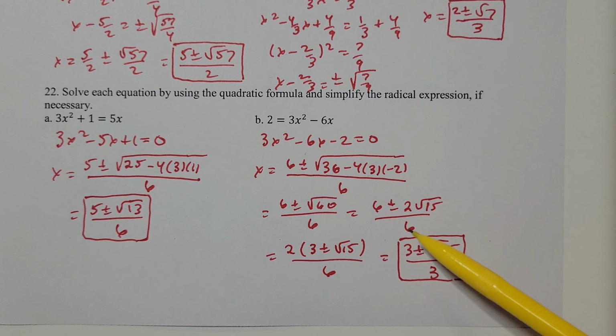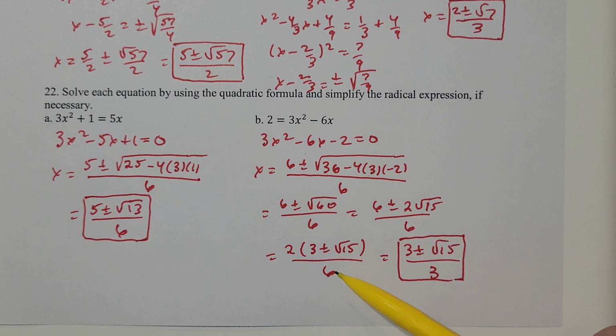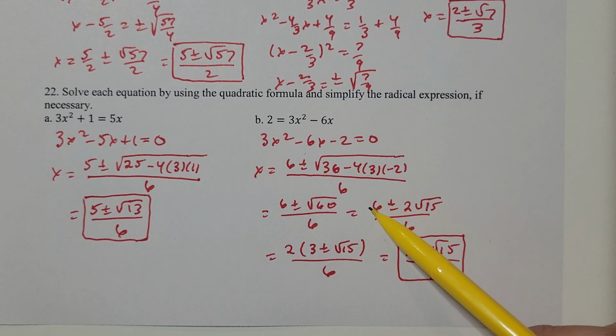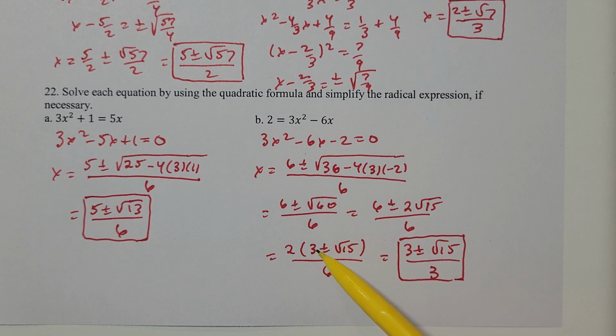I can simplify this further if I factor a 2 out from these two terms up top, and I cancel it with part of the 6 down under. So let me bring a 2 out from up top. 2 times 3 is 6, plus or minus 2 times root 15 would be 2 root 15. And this is all over 6. 2 over 6 is 1/3, right? So my answer is going to be 3 plus or minus root 15 all over 3.